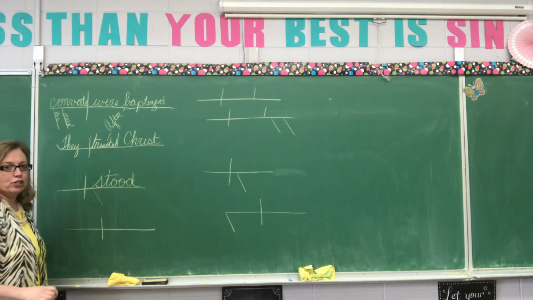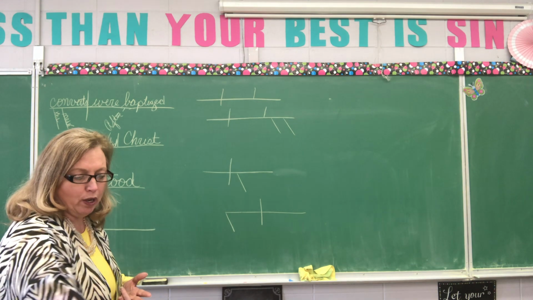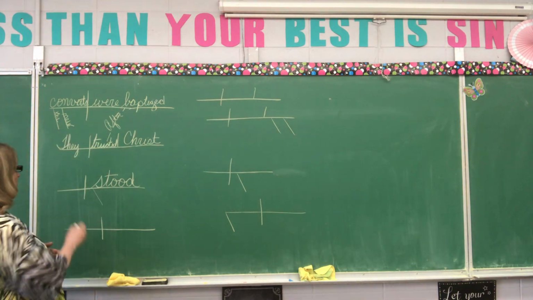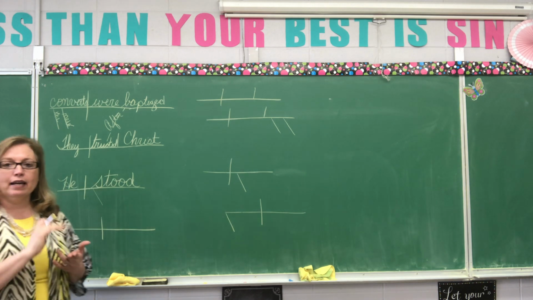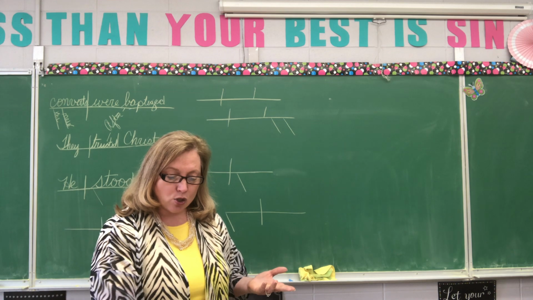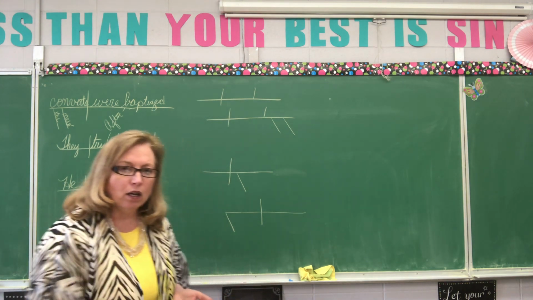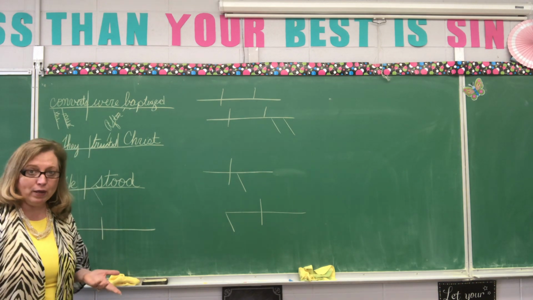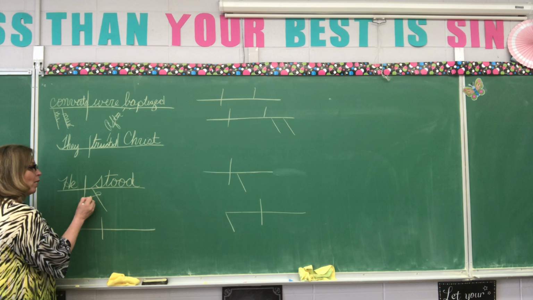Okay? Ask yourself, who or what stood? He. Okay? He stood. There are no complements in this sentence. So he stood quietly. What is quietly? Quietly tells me how he stood. So on a diagonal line under stood, write quietly.